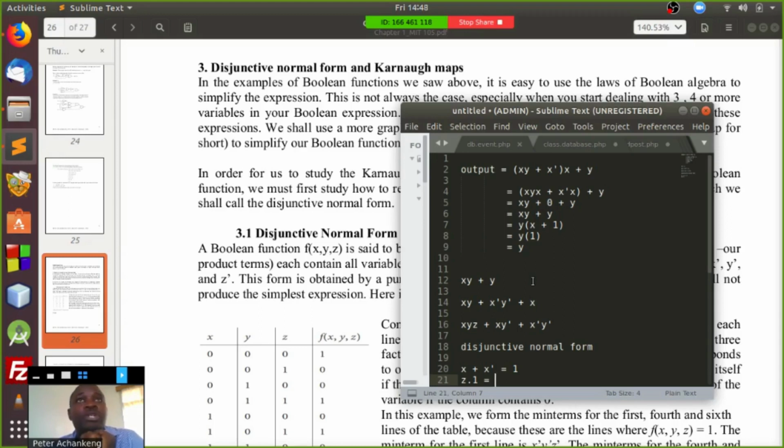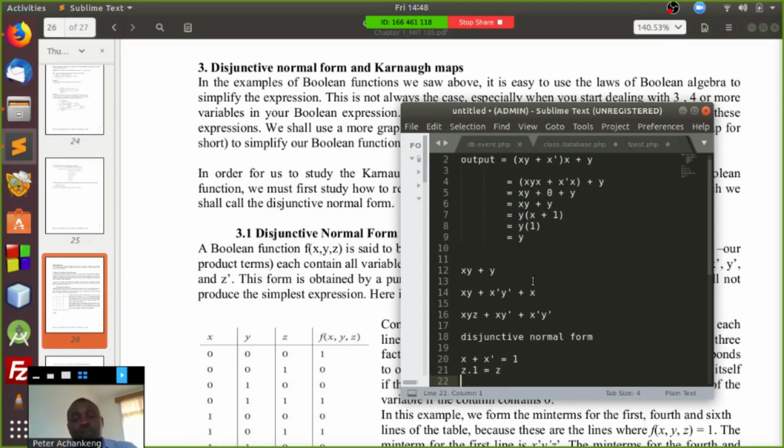Can we agree that it is z? Some people are just dreaming here. I don't know if they are with us. z multiplied by 1 is z. I want you to see something.